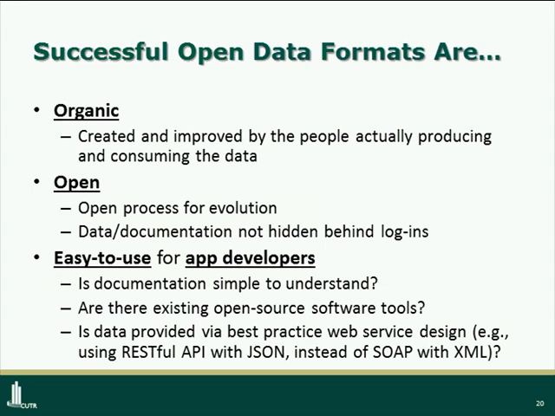The second characteristic is openness. There should be an open process for evolution of a particular format. This, again, is driven by the first characteristic, that the open process should be driven by the people actually producing and consuming the data. Openness also applies to the data and documentation. These should be generally available on the web so that a developer can easily access, examine, and download information and sample data sets, and download the documentation or read it openly on a website, so they don't have to go through a request process to access that documentation or sample data.